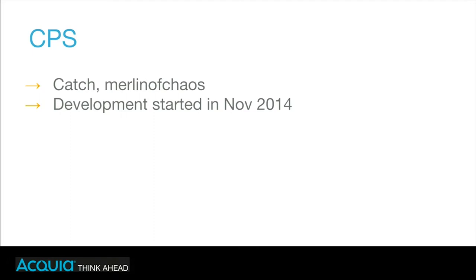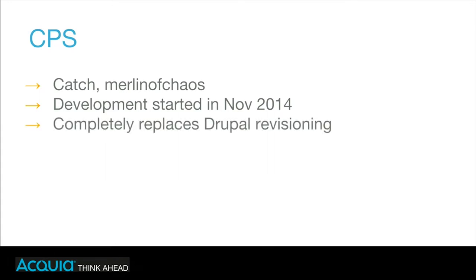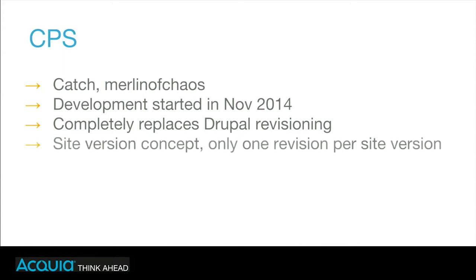They only just started work late last year, so I actually demoed some really bleeding edge dev, not even alpha code. And it actually rips out Drupal revisioning and replaces it, and introduces this new concept of a site version, where you only have one revision per site version. And so you have this concept of a live site version, and every change you make can be in another version. And then you can elect to make this other version live.